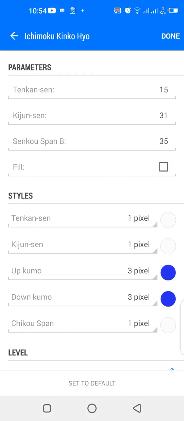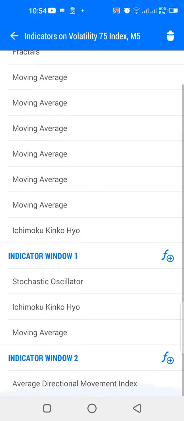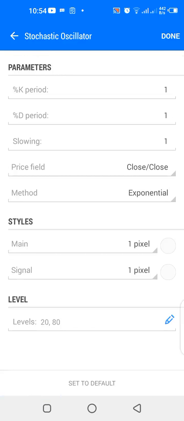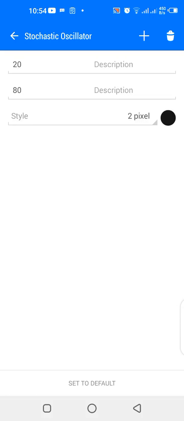All right, the remaining colors for the Tenkan Sen, Kijun Sen, and Chikou span will match the color background of the chart. All right, let's go to indicator window 1. The settings, we have stochastic oscillator, percentage K is 1, percentage D is 1, slowing is 1, price field is close on close, method is exponential, the color of the main and signal style will match the background color of the chart. And the levels, that's 20 and 80.